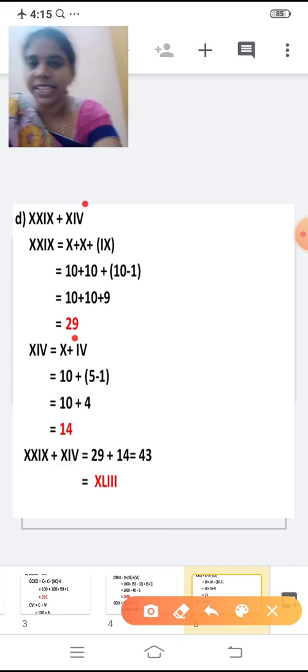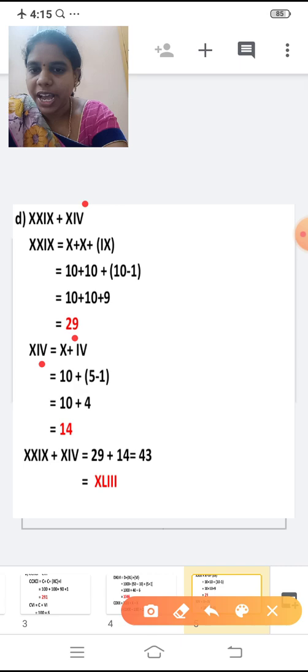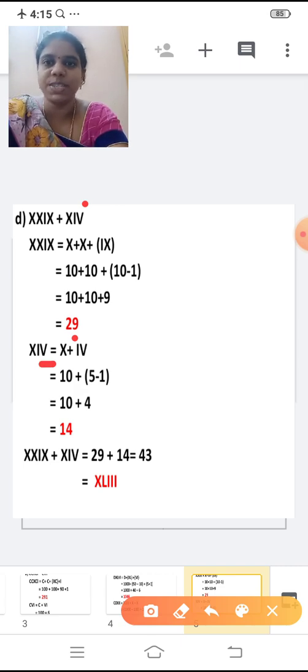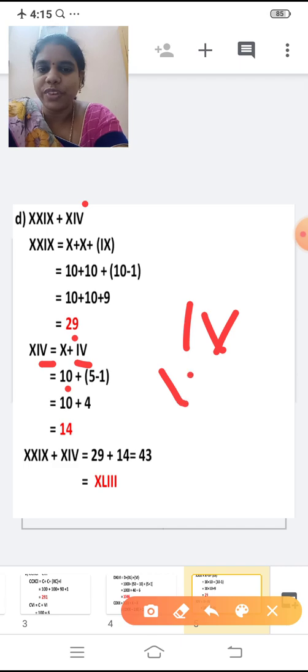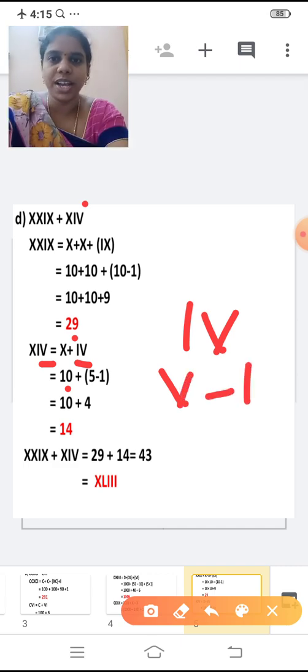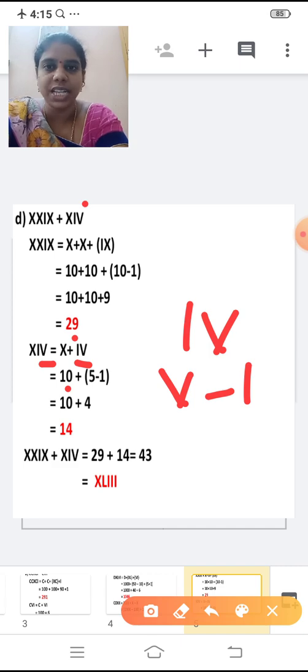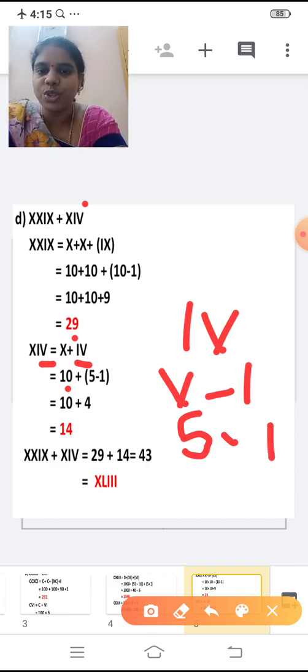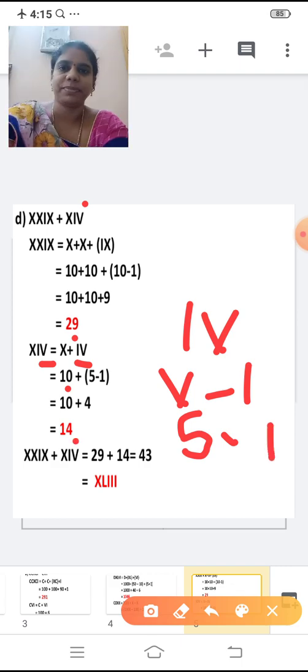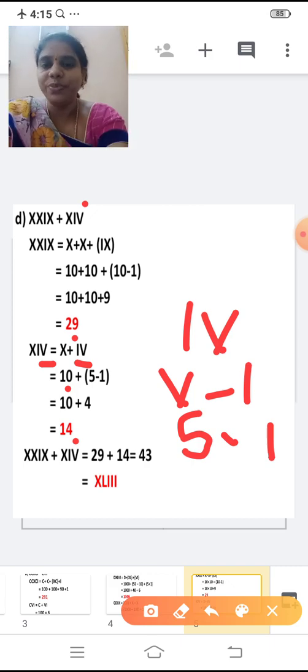Second one, XIV. So X plus IV, take that separately because the smaller one is placed before the larger one. X plus IV. So value of X is 10. What is the value of IV? You all know, right? V minus I. The smaller one is placed before the larger one. You're going to subtract the smaller one from the larger one. So V is larger. V minus I. 5 minus 1 is 4. So 10 plus 4, 14. Now what are you going to do?